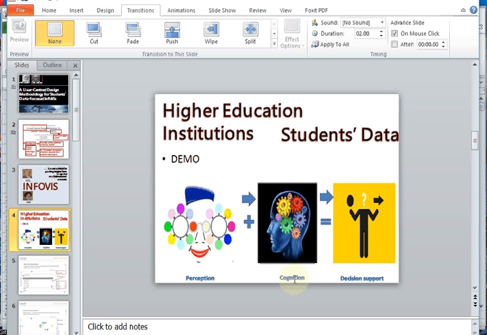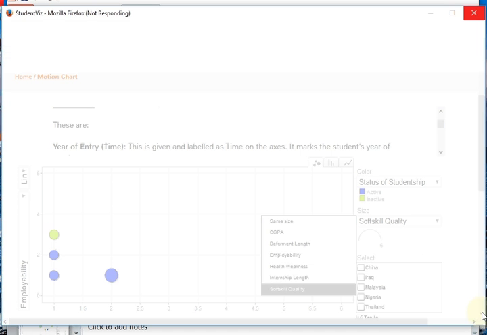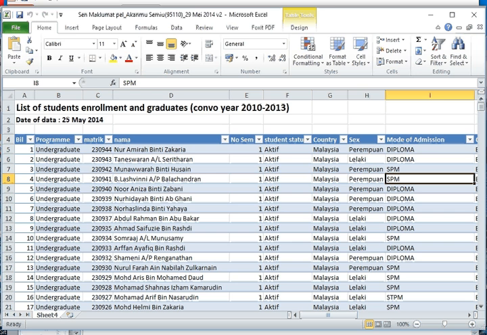In our domain, the research we've just concluded, we have an information visualization tool, StudentVis, that was designed to support the domain explicit knowledge.